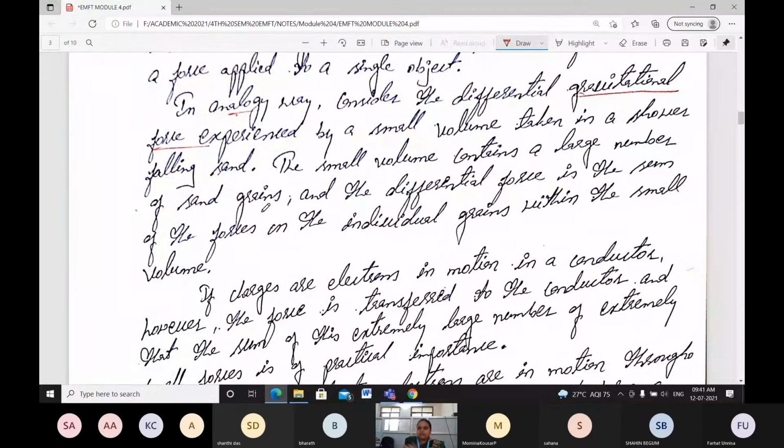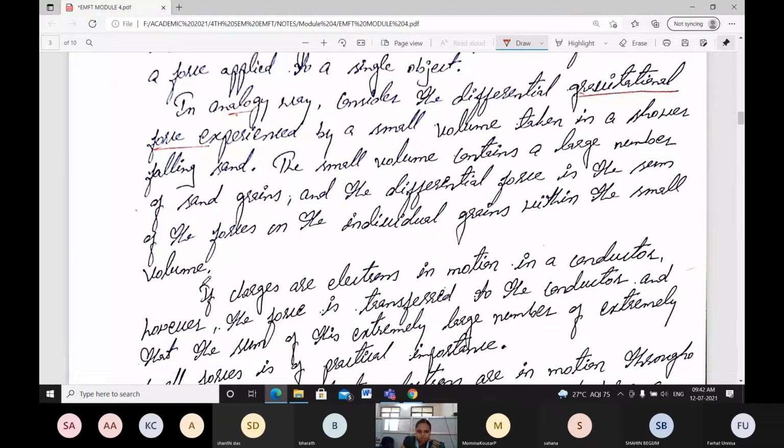Imagine you put sand in a balloon and throw it up, and when it is falling you hit the balloon with a pin, and the sand comes down. You can imagine that example for this theory. The balloon is small when compared to the earth, right? Based on that, a small volume contains a large number of sand grains, and the differential force is the sum of the forces on the individual grains within a small volume.